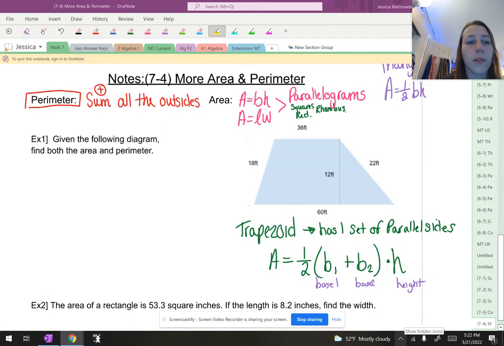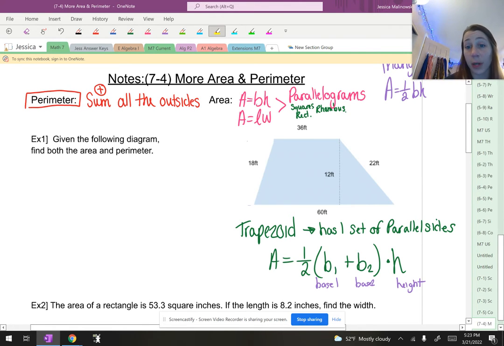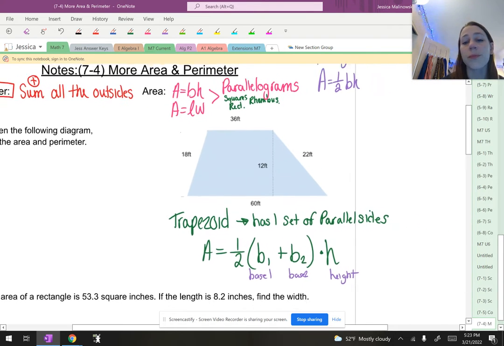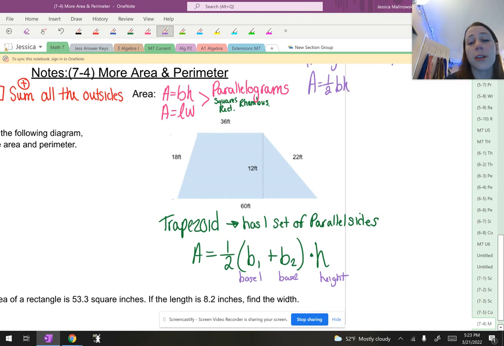Okay, so here we have example 1 for Math 7, notes for 7-4, area and perimeter. So we talked about the fact that this is a trapezoid here, looking at this diagram, because it only has one set of parallel sides, not a parallelogram, where a parallelogram has two sets of parallel sides. So the difference being here is that we have bases that are two different lengths.